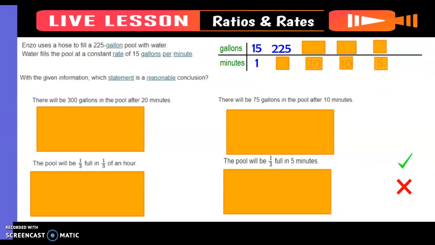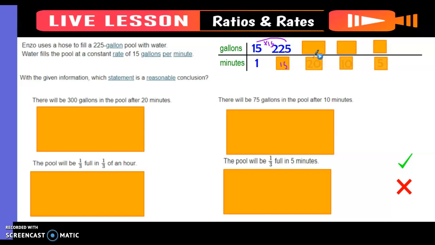Enzo uses a hose to fill a 225-gallon pool with water. Water fills the pool at a constant rate of 15 gallons per minute. With the given information, which statement is a reasonable conclusion? Well, let's look at this. And this time we're going to have to find the relationship between 15 and 225. Well, 15 times 15 gives you 225. So therefore, the pool will get to 225 gallons in 15 minutes.